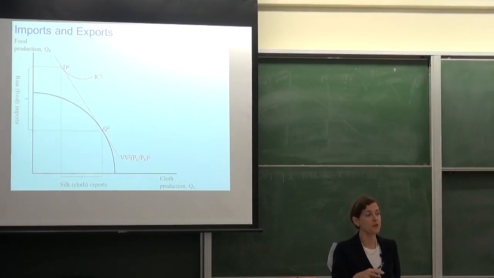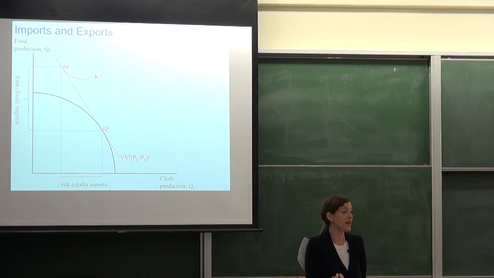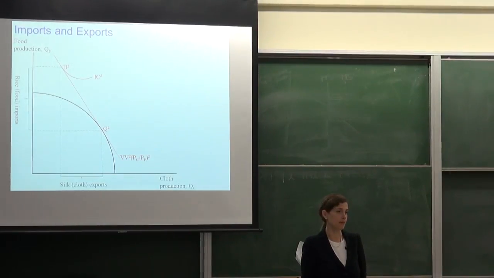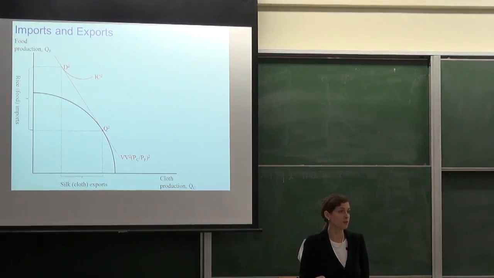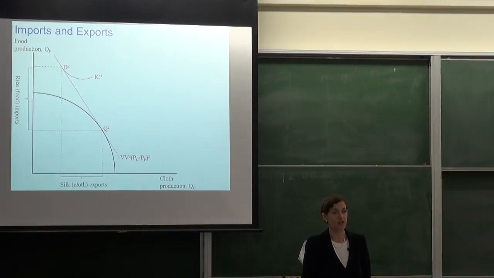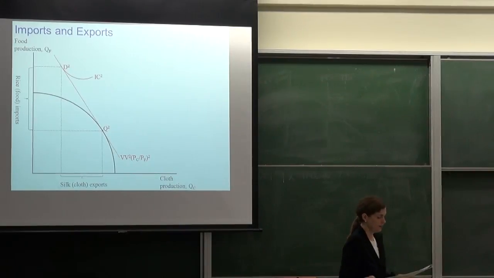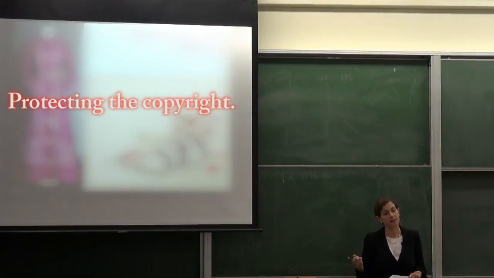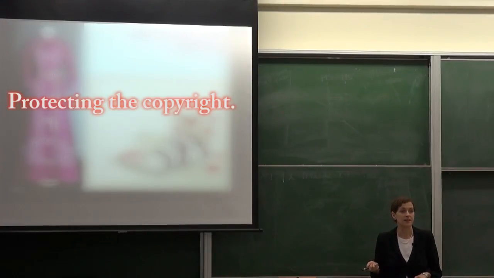And Japan is one of the few countries for which you can get this kind of data and actually look at autarky, free trade, and see what happened. And it very much supports the comparative advantage kind of models. So 35% of Japan's exports were silk, and about 35% of Japan's imports were food.